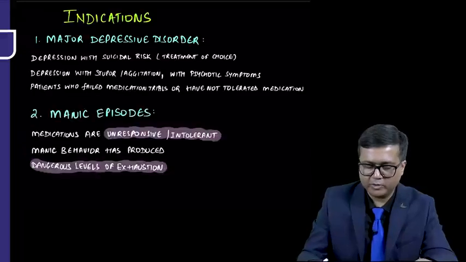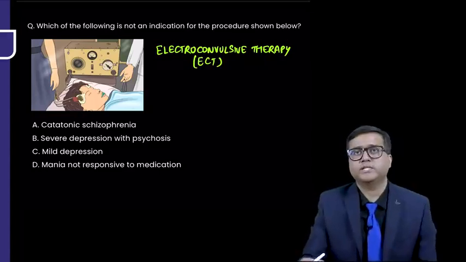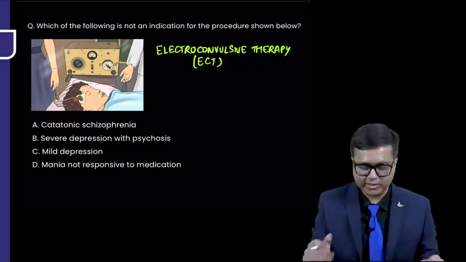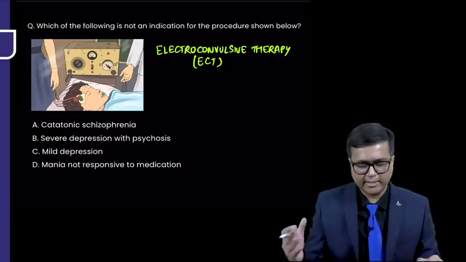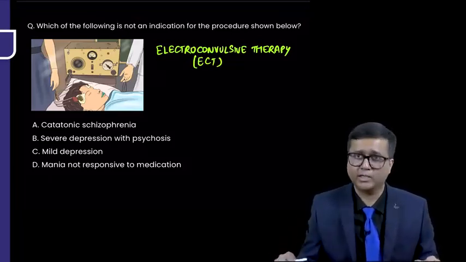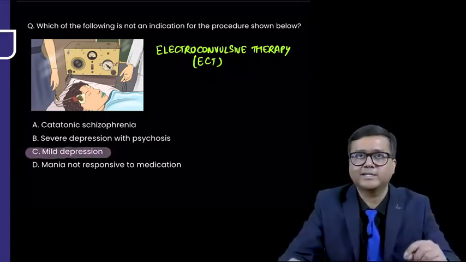So if we go back to the question, in which of the following is ECT not indicated? Yes, we can give in catatonic schizophrenia, severe depression with psychosis, and D, mania not responsive to medication. But in mild depression, generally it is not indicated. So the right answer is C.